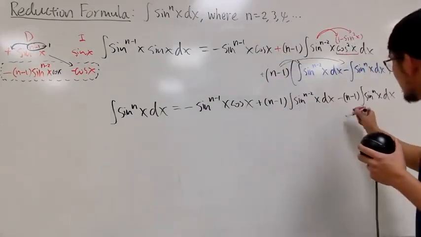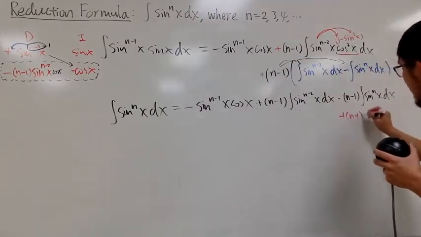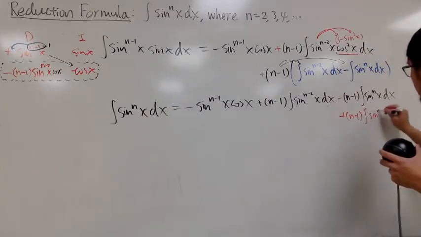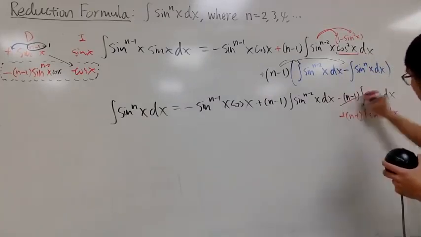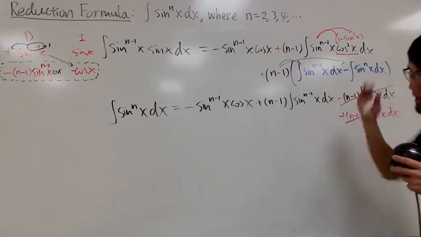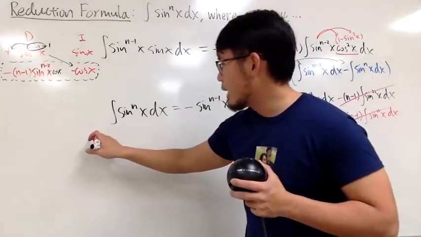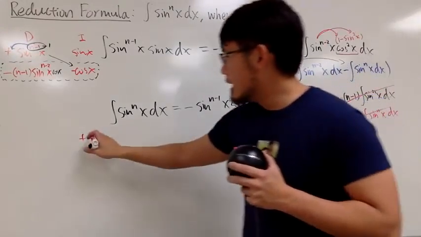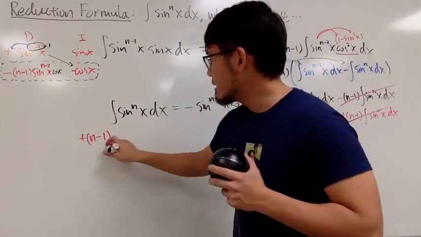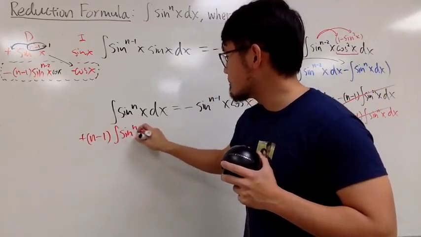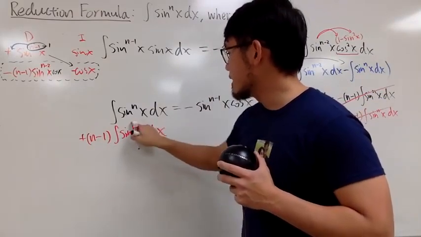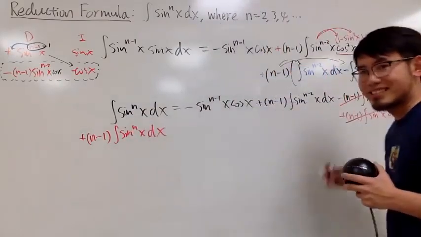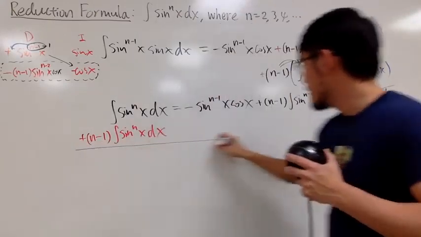So I will just go ahead and add this guy on both sides so that I can get rid of them. I'll come here and then I will write this down as plus. We need to add n minus 1 times the integral sine to the nth power x dx, like this. Very nice.